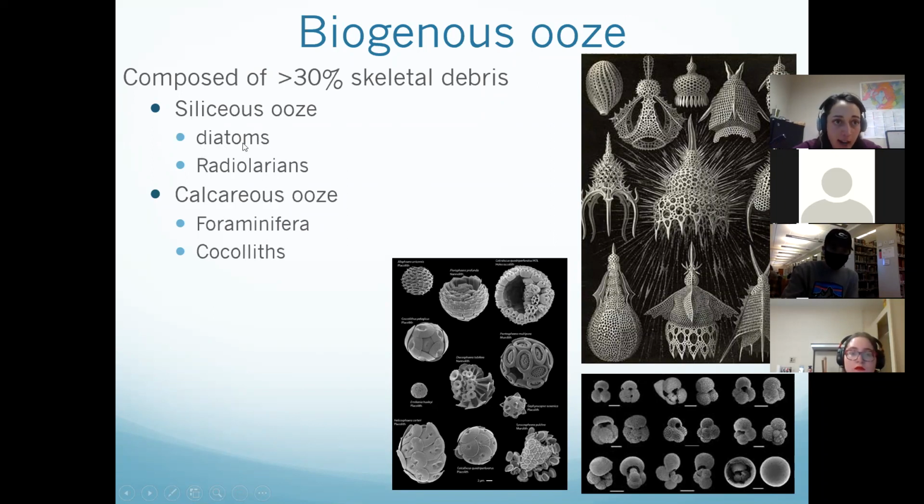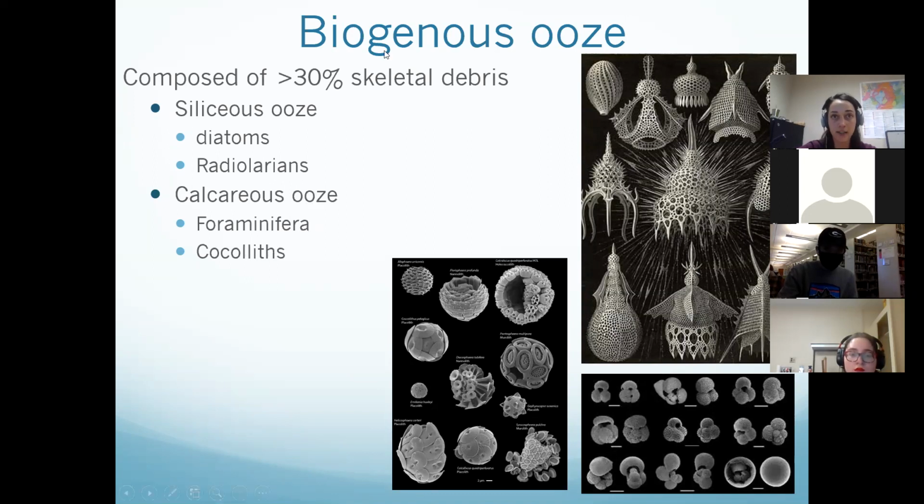So diatoms and radiolarians, the reason why they make siliceous ooze is because their skeleton is made of silica. So unlike us, right, our skeleton is made of calcium, a lot of calcium. Their skeletal material is made of silica. However, foraminifera and coccoliths, their skeleton is made of calcium, so they make calcareous ooze. Does that make sense?